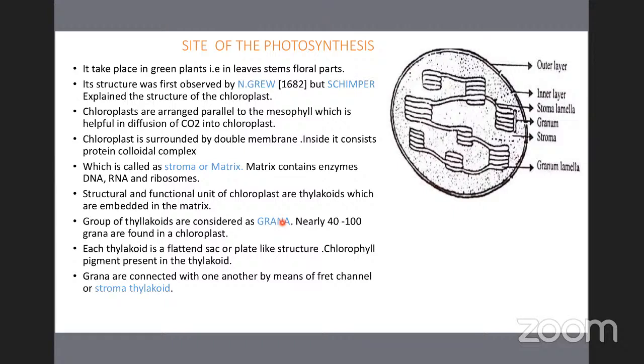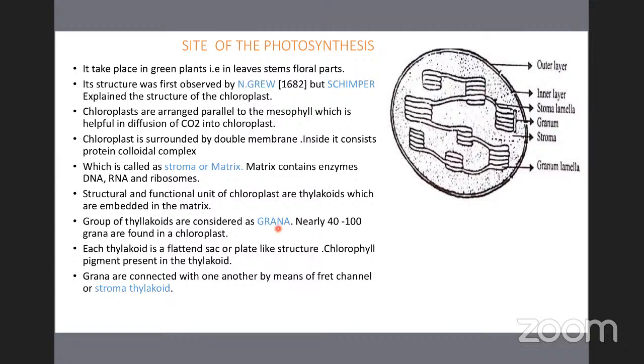The thylakoids are plate-like structures. They are inserted in one another. That means the structure of each and every thylakoid is similar to one another. That's why, if they are of the same size, shape, or structure, then easily they are inserted in one another. That's why they appear in groups. So these are all thylakoid plate groups, and the name for this group is grana.